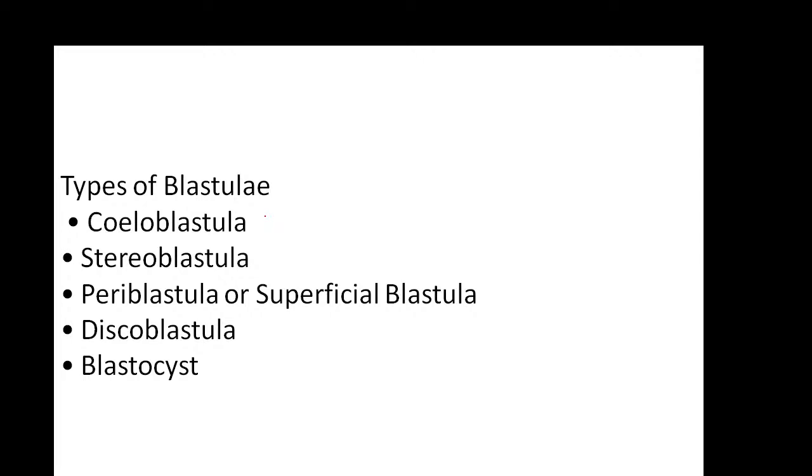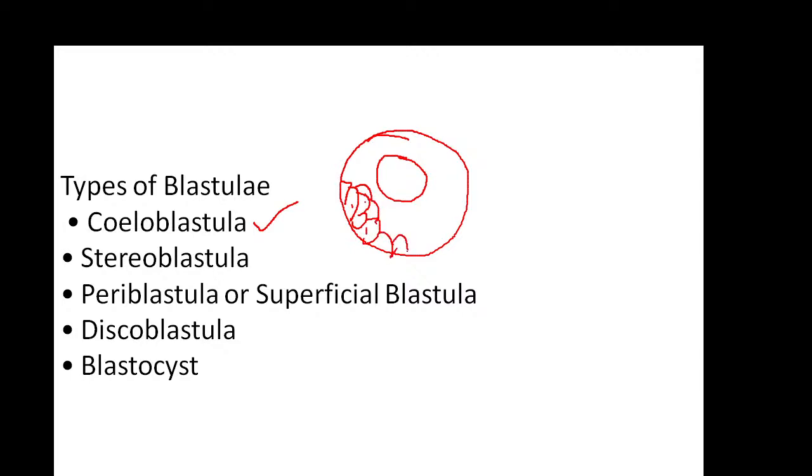First is the coeloblastula. Coeloblastula is the blastula which has a large spacious blastocoele inside. Coeloblastula means hollow; it has a large blastocoele inside it. This is the blastocoele, and a large number of cells surround it. There will be many cells. This is a coeloblastula.